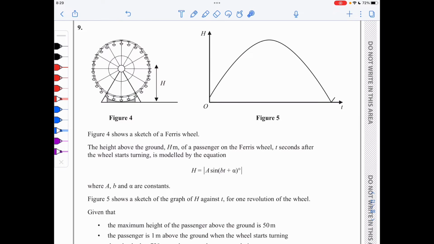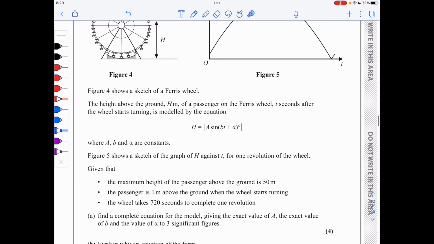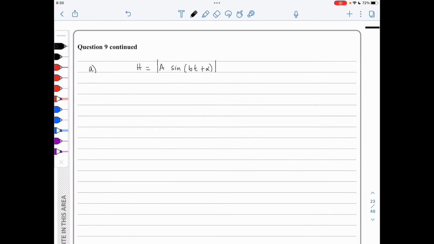In question 9, we're modeling the height, capital H, meters, t seconds after the wheel starts running through this equation here, and we are told 3 pieces of information. The first one, that the maximum height is 50 meters. The second one, that the passenger is a meter above ground when the wheel starts turning. And finally, that the wheel takes 720 seconds to complete the revolution. And we need to find the exact value of A, the exact value of B, and the value of alpha to 3 significant figures. So this is the equation we were given.